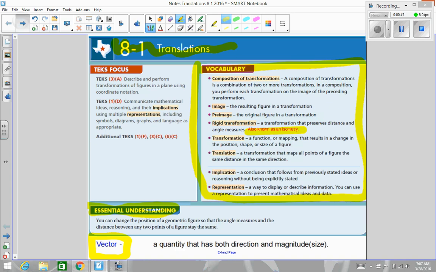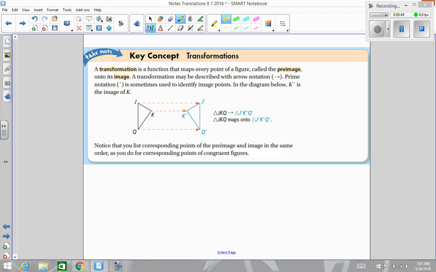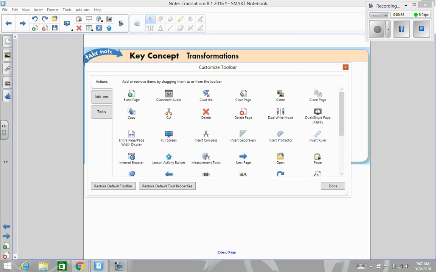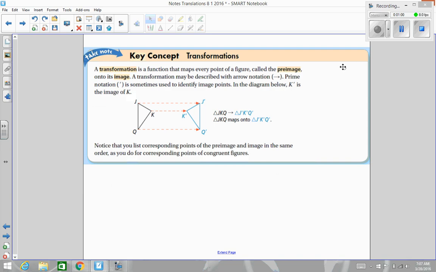All right, so some of the first concepts we need to deal with here are just getting to understand some of the vocabulary that's involved in this. So first we have just a basic transformation.